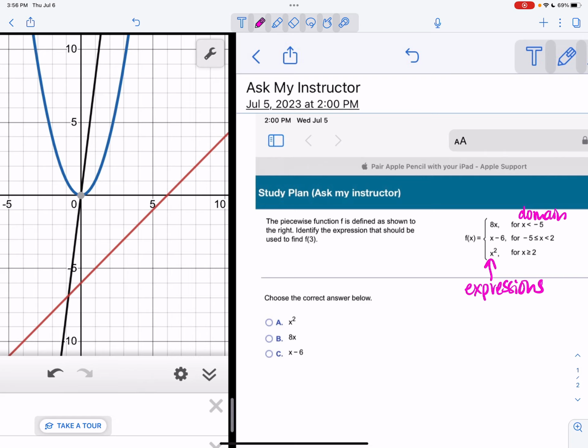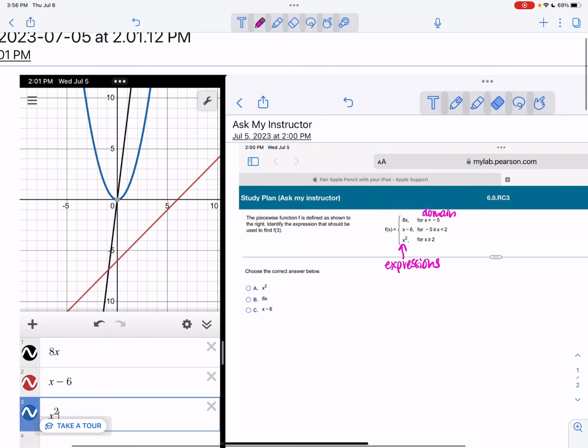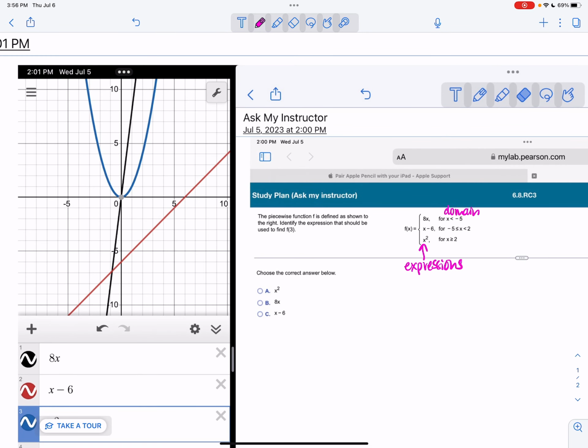So if you're trying to graph f of x equals 8x, I'm using Desmos to show you super quickly how to do this. You would want to graph it by hand. There are videos in Canvas that will show you how to graph it by hand, but I'm trying to show you how to limit the domain here.